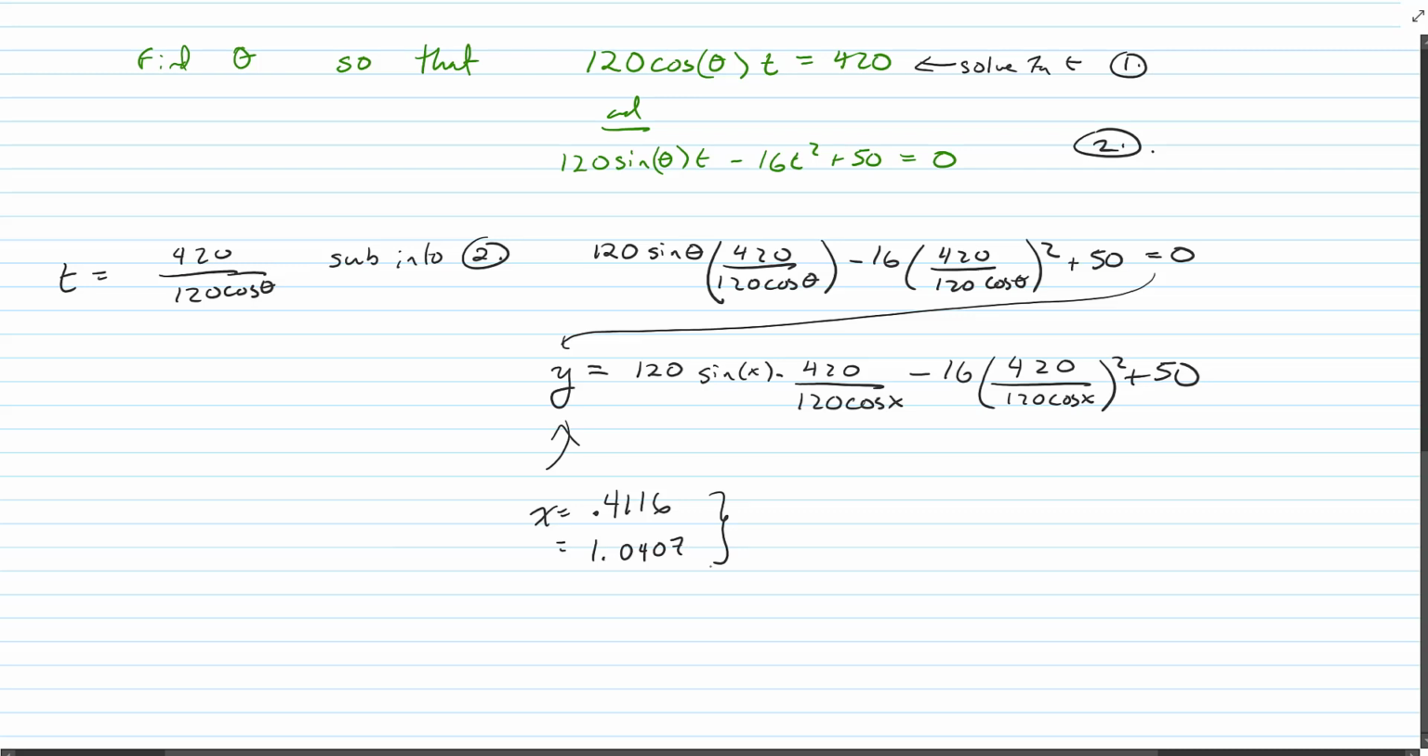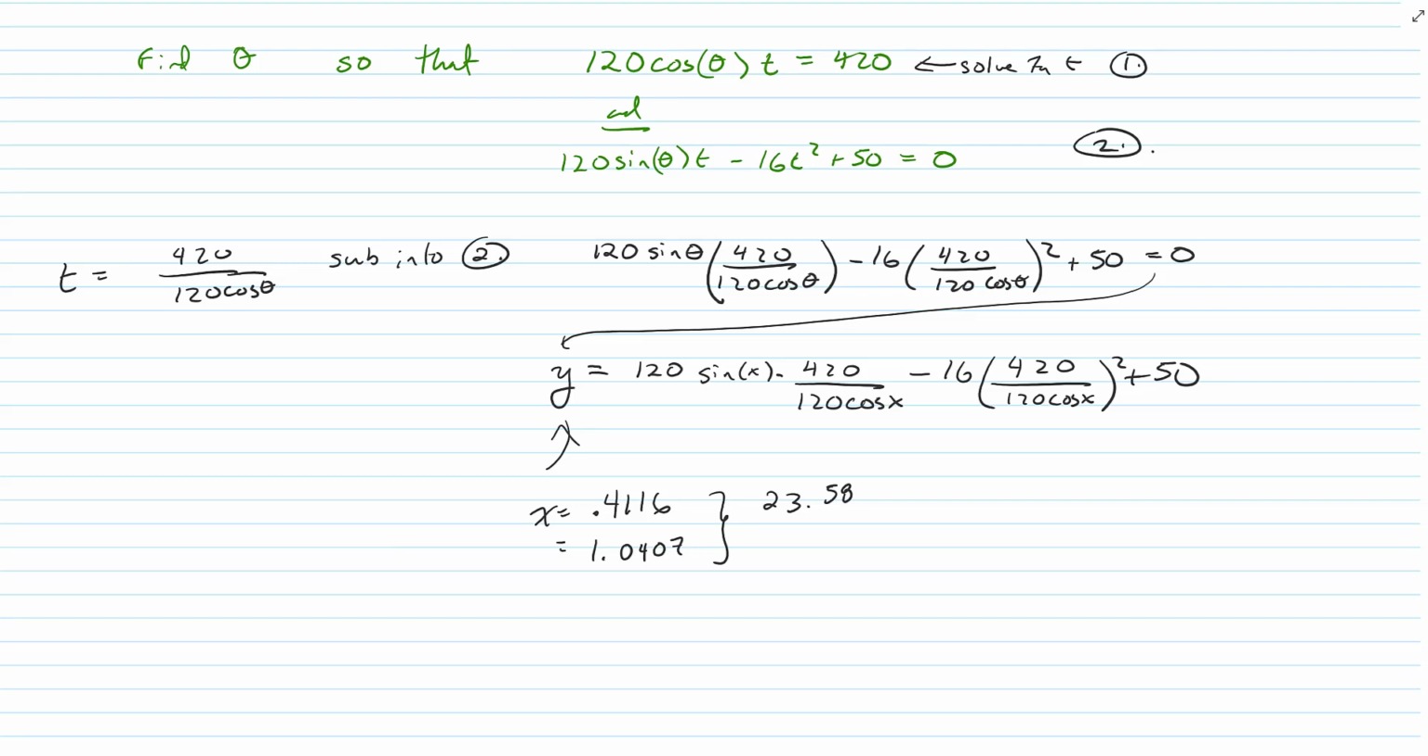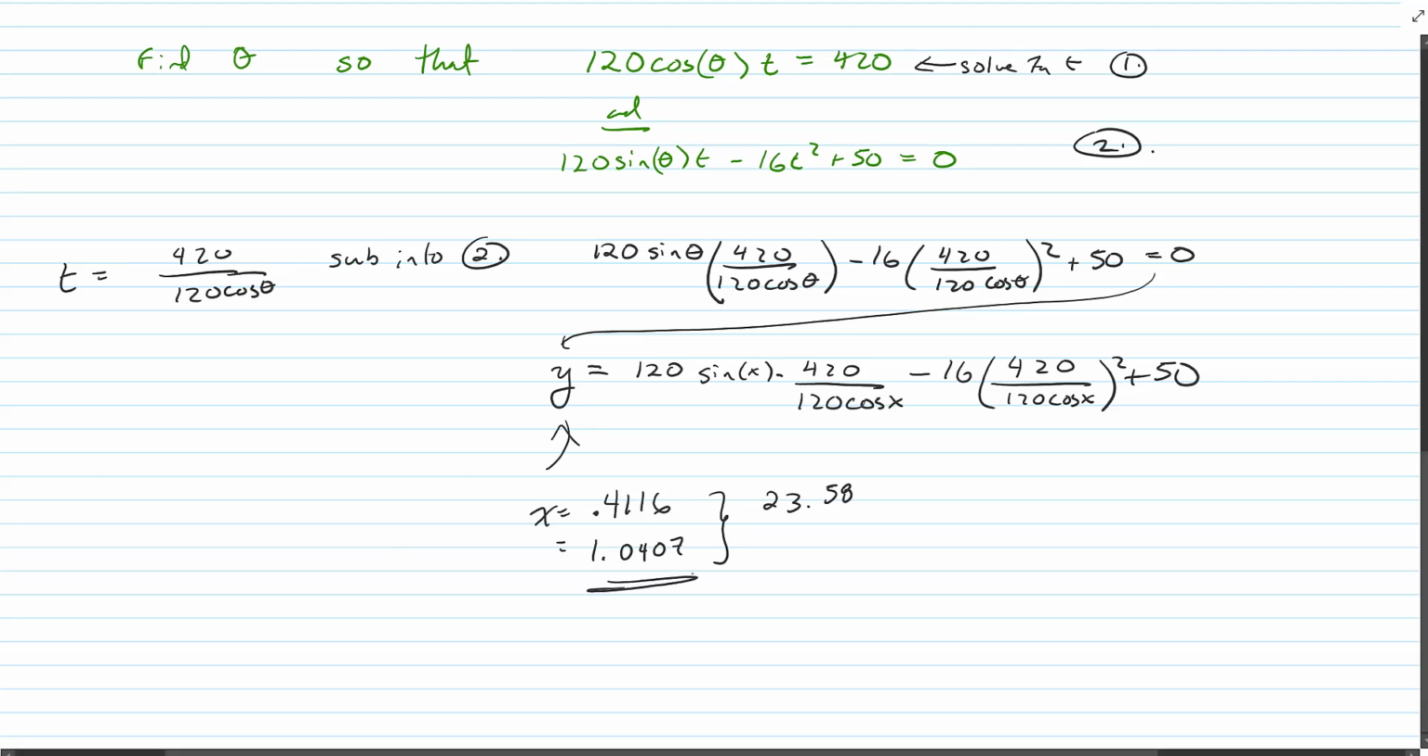I went ahead and converted these into degrees, and when I converted them, the first one came out to be 23.58 degrees, and the second one, converted from radians into degrees, I got 59.63. Okay. And those are the two answers that will be acceptable for my MyMathLab.